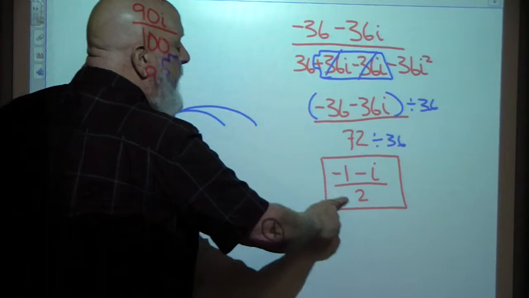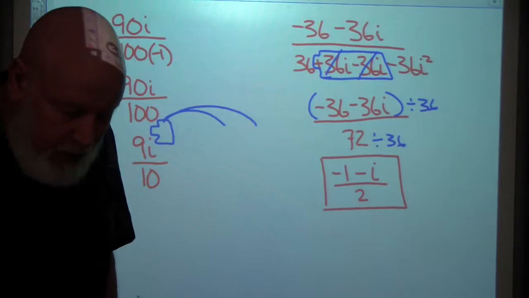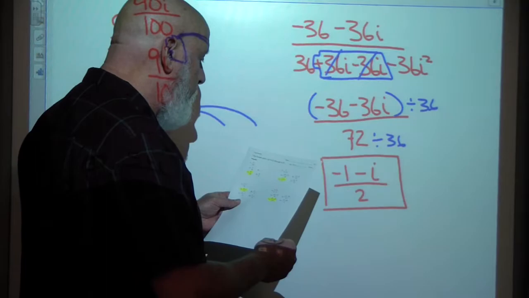And there's our simplification. Some people would break that into two fractions, call it negative 1 half minus 1 half i, break it into two terms, but I think the book leaves it like this. So let's have a look. Negative 1 minus i, yay!